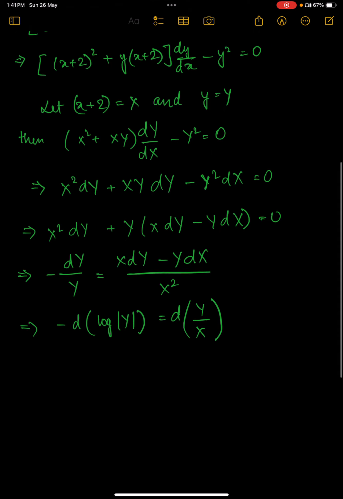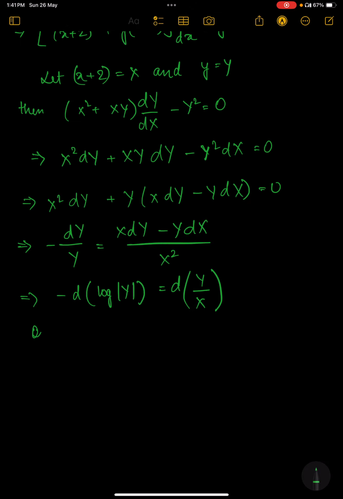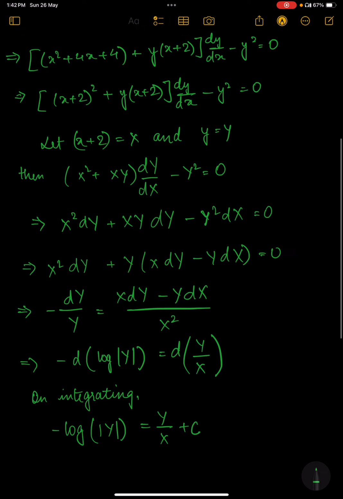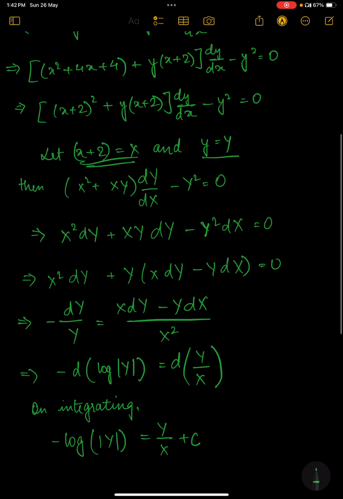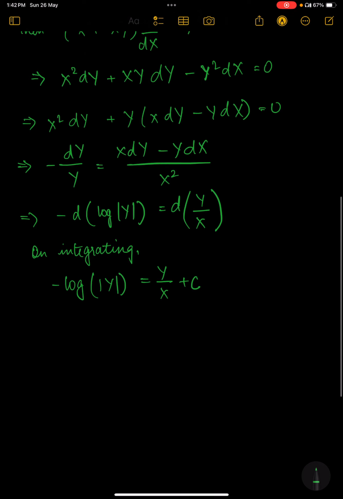So on integrating we have minus log of mod Y is equal to capital Y by capital X plus C. So we know that capital X is equal to x plus 2 and capital Y is equal to small y. So we'll put them back in the term and we have minus log of mod small y is equal to y by x plus 2 plus C, the integration constant.